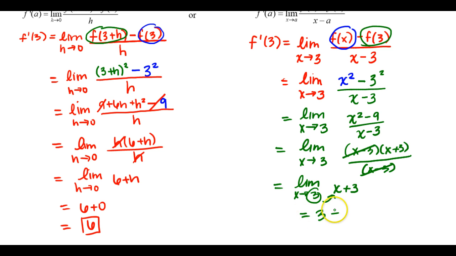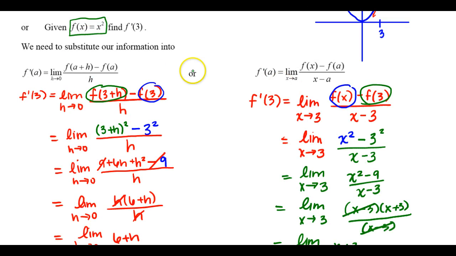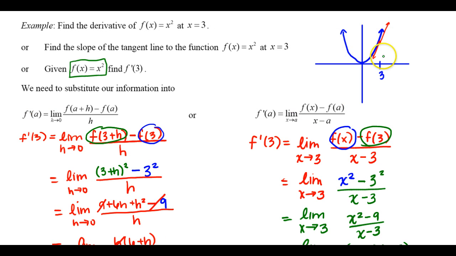So this is 3 plus 3, which gives us the value we already knew was the slope of the tangent line, 6. So this was using either definition of the derivative to find the slope of the tangent line to the curve x squared at the x value of 3.